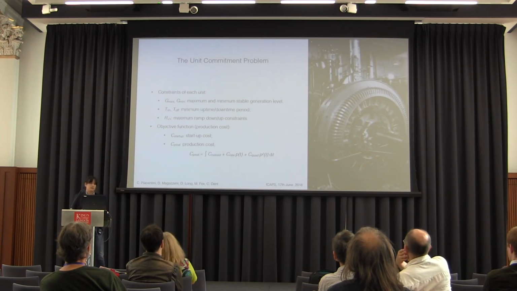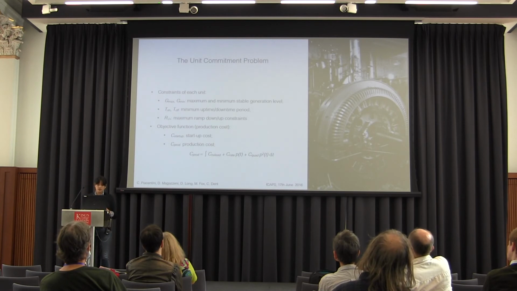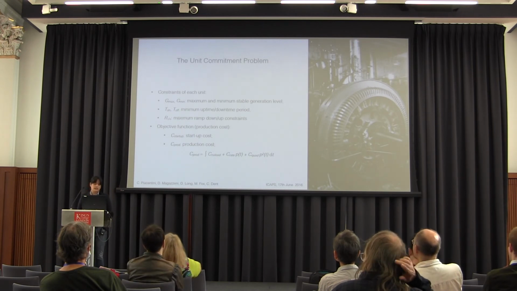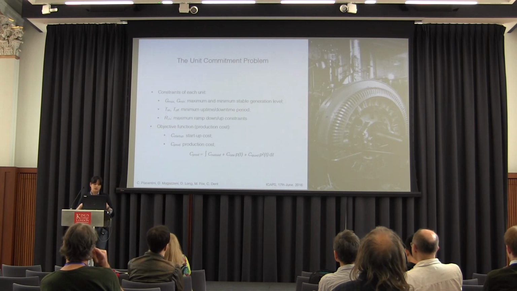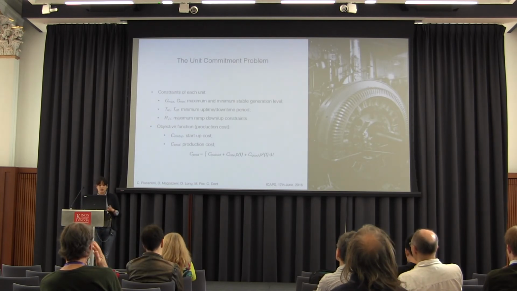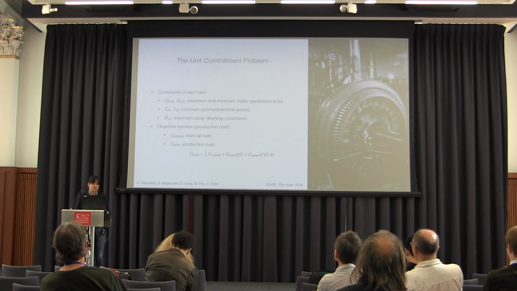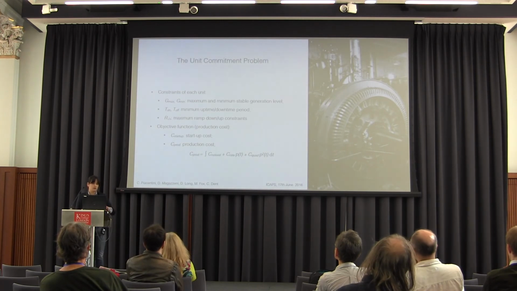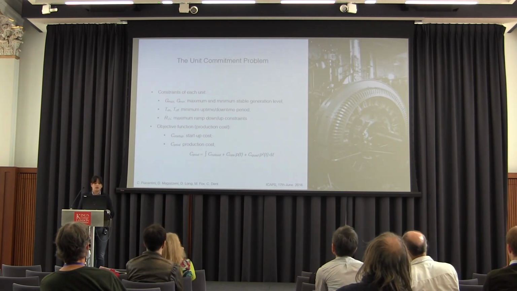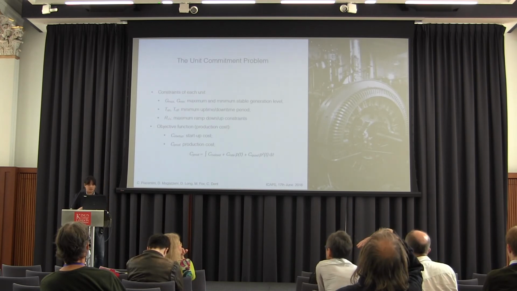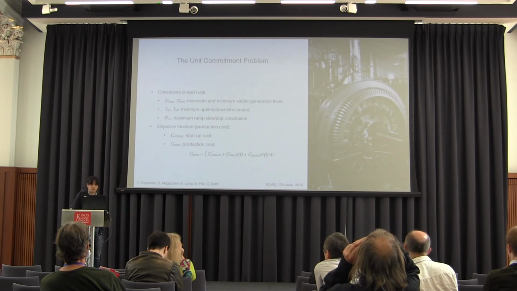Each unit has different constraints. Typically, we are considering this set of constraints. The first one is that once a unit is on, it has a minimum stable generation level that it has to satisfy. At the same time, we also can't produce power that exceeds the capacity of the unit.